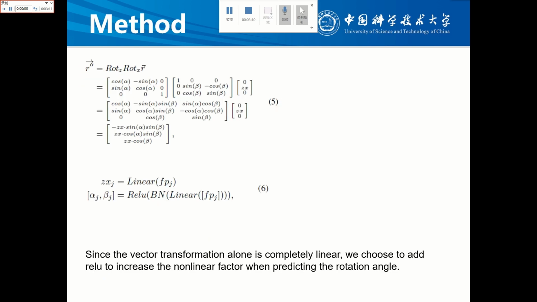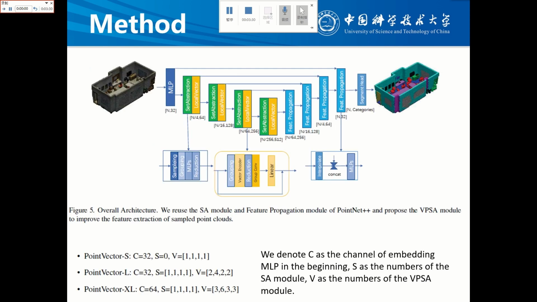These 2 formulas define how to obtain the intermediate vector representation to implement the composite operation of scaling and rotation. Since the vector transformation alone is completely linear, we choose to add ReLU to increase the nonlinear factor when predicting the rotation angle. Our network structure is akin to PointXT and is divided into 3 scale models. We denote C as the channel of embedding MLP in the beginning, S as the numbers of the SA module, V as the numbers of the VPSA module.